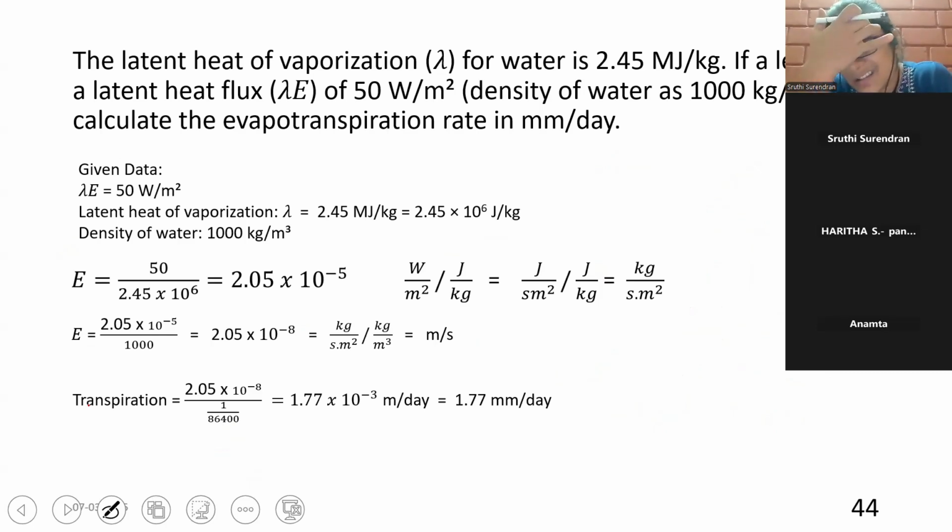So if you are given the latent heat flux, such as 50, this is only applicable to latent heat flux, because water is involved and we know the density of water. If you divide the latent heat flux by the latent heat of vaporization, and divide the transpiration rate that you obtain in kilogram per meter square per second by the density of water, you will get the transpiration rate in meter per second, which you can then further convert into millimeter per day.